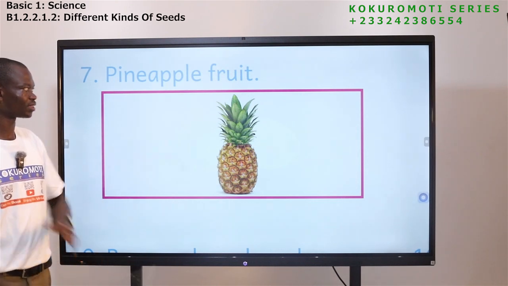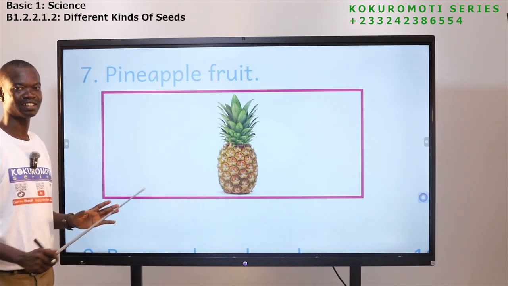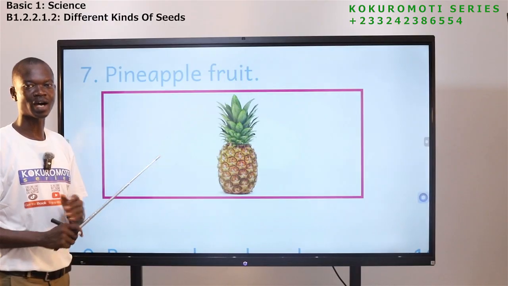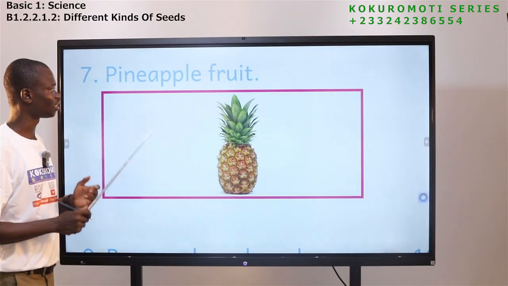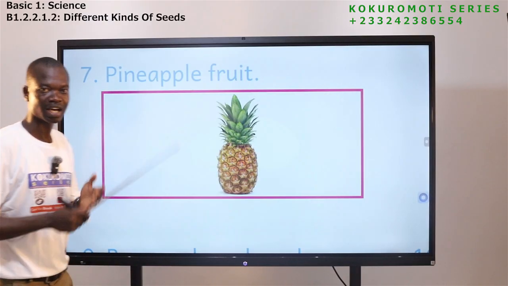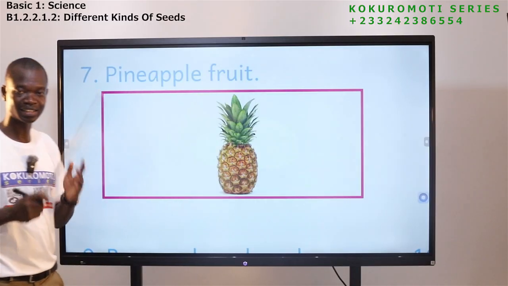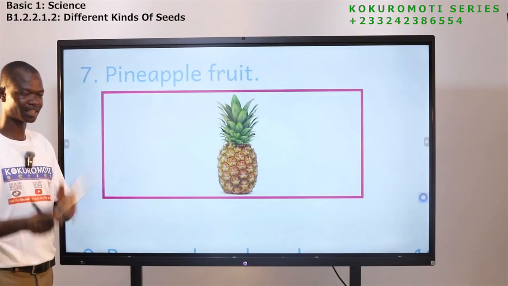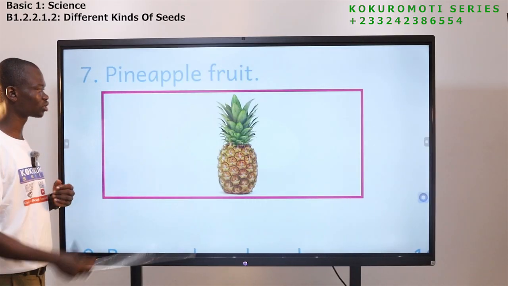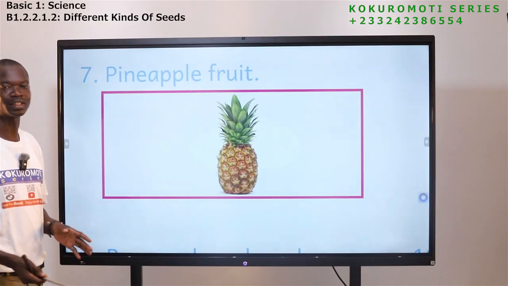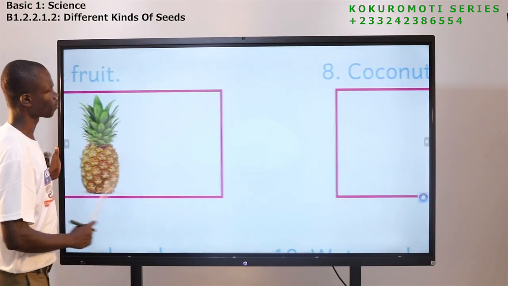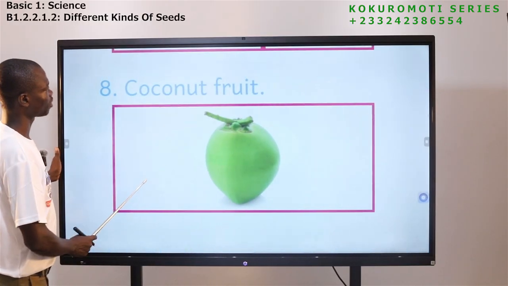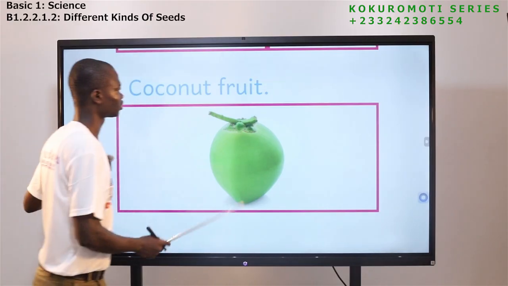Pineapple has no what? Seed. So it is seedless. Fruits that have no seed are called what? Fruits that have no seed are called seedless. They are seedless, meaning those fruits or those plants have no seed. Okay. Now we have this coconut.